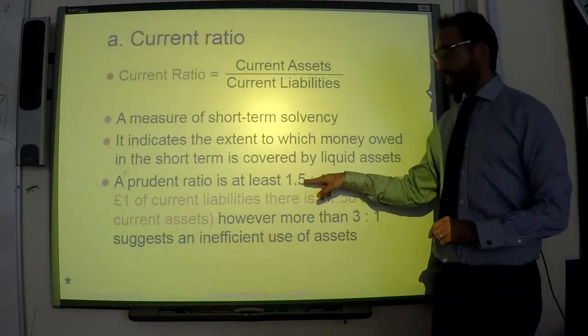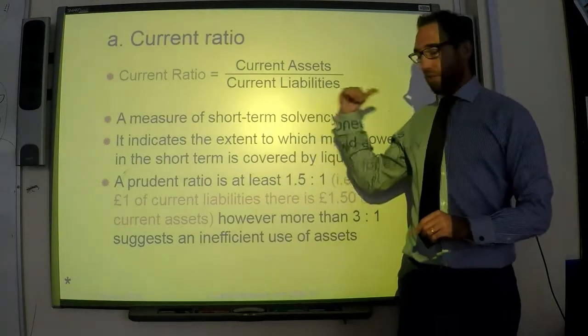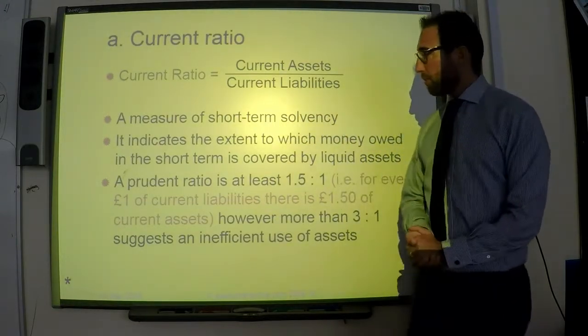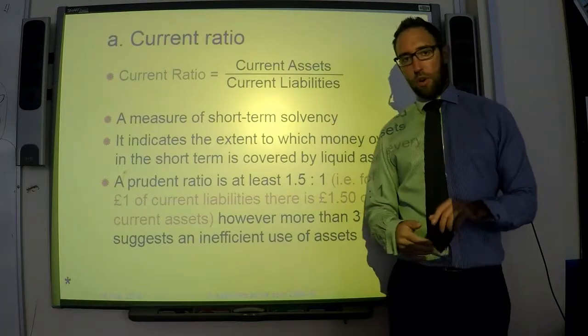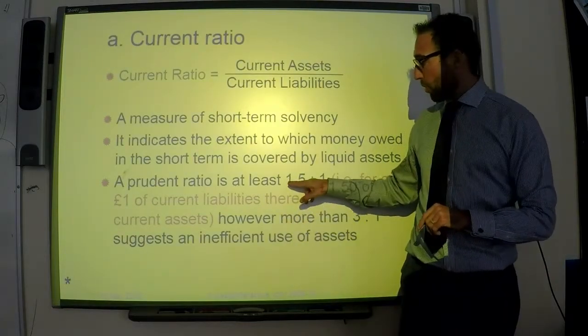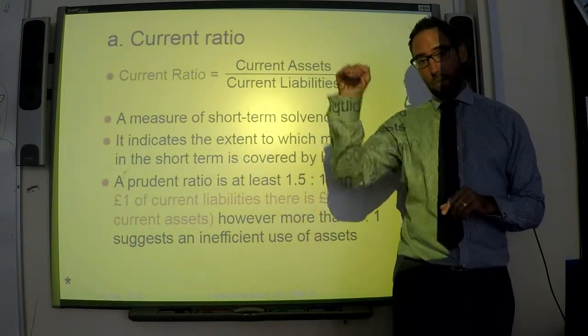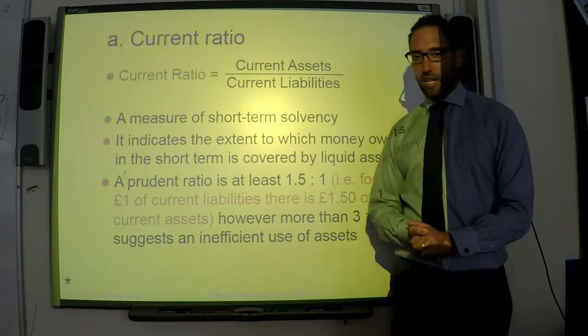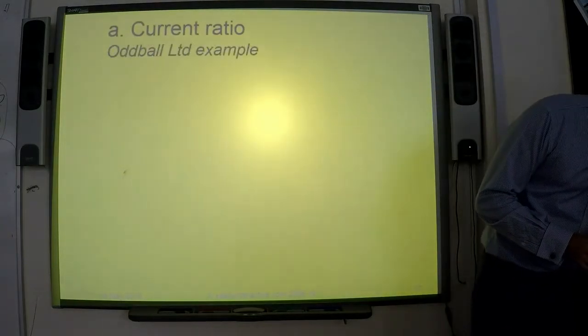Okay, let me just go over this last thing here then. When we look at the results on the next page of a worked example, the ratio, we want the minimum ratio to be 1.5 to 1 and the maximum to be 2 to 1. Okay, so let's have a look at what that means.